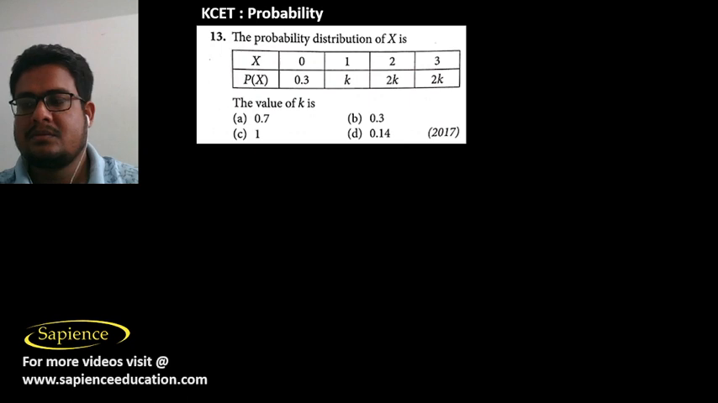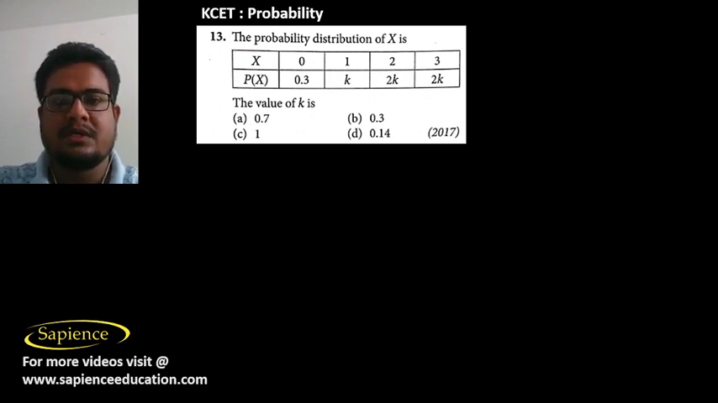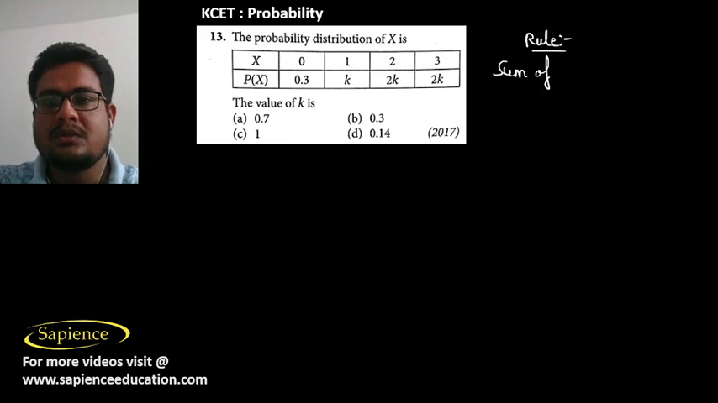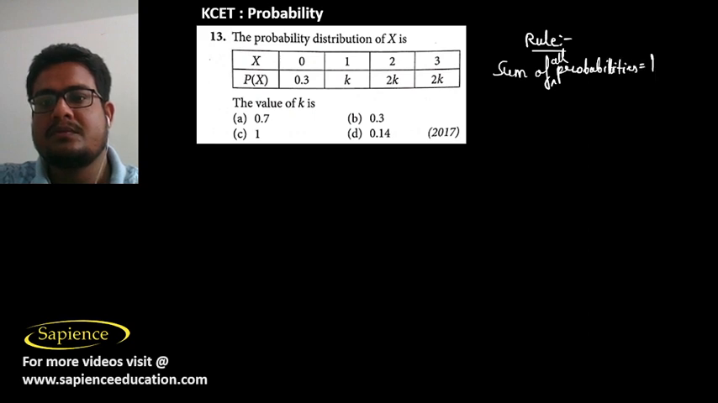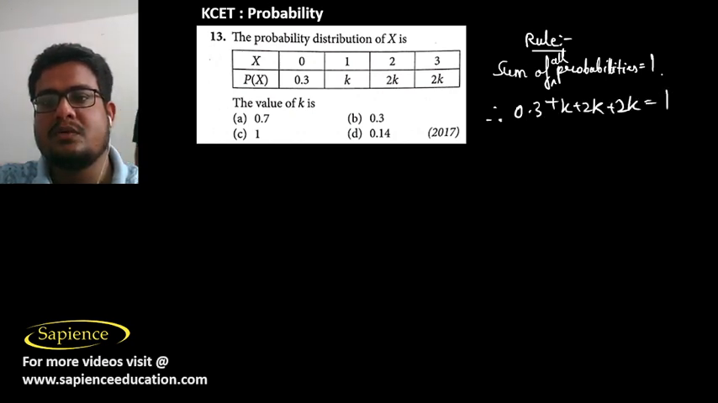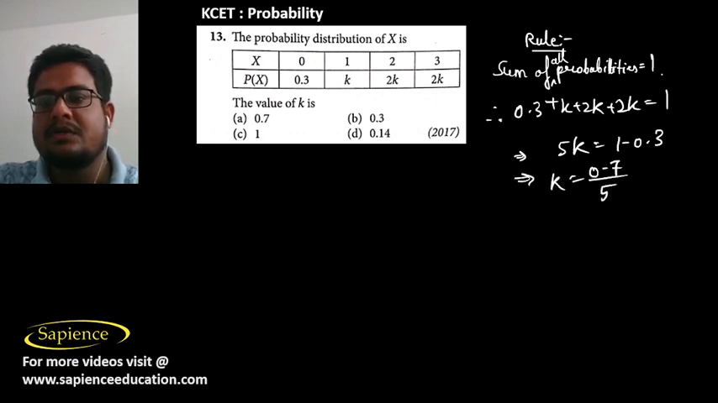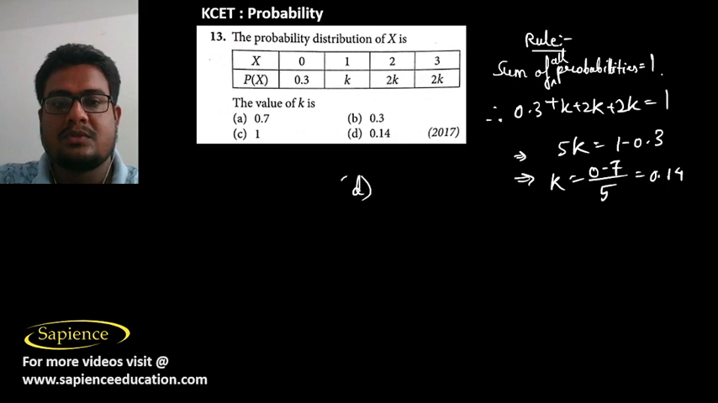Then in question number 13, it's told that the probability distribution of the random variable x is this, then the value of k is. So here the rule is that the sum of all the probabilities should be equal to 1. Therefore, 0.3 plus k plus 2k plus 2k is equal to 1. Therefore 5k is equal to 1 minus 0.3, that is 0.7. So k is equal to 0.7 divided by 5, that is 0.14. Option D is the correct answer.